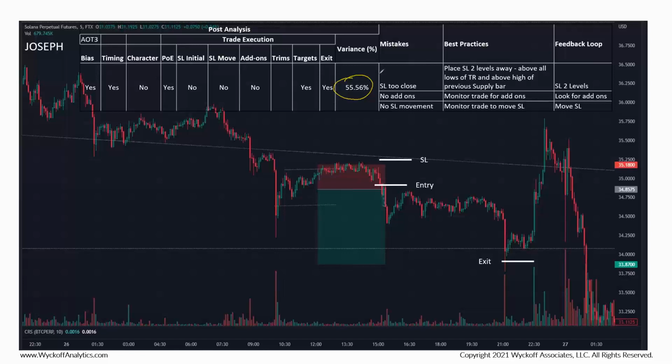Your overall post analysis, looking at the mistakes, he feels like his initial stop loss was too close, no add-ons, and no stop loss movement. And we already discussed that in the post analysis.